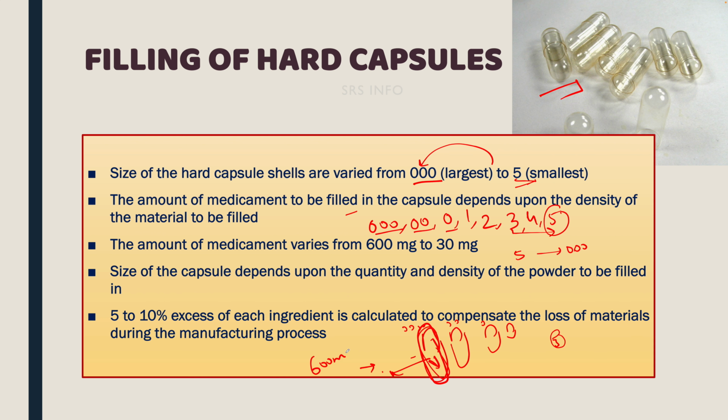Maximum 600 mg is filled in the capsule shell. 30 mg to 600 mg, this is the common range. Then the size of the capsule depends on the quantity and density of the powder to be filled in.